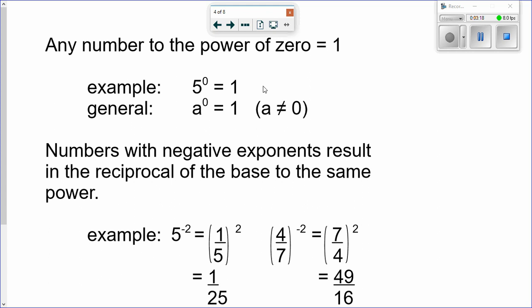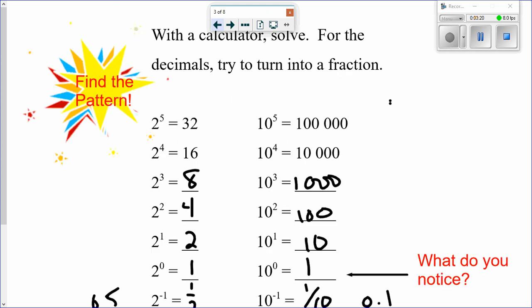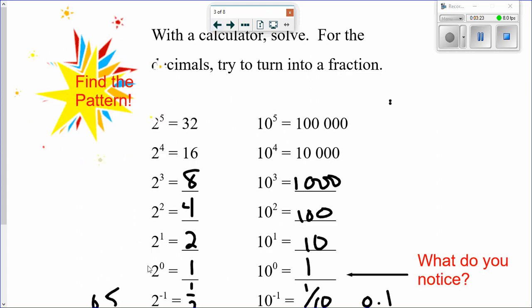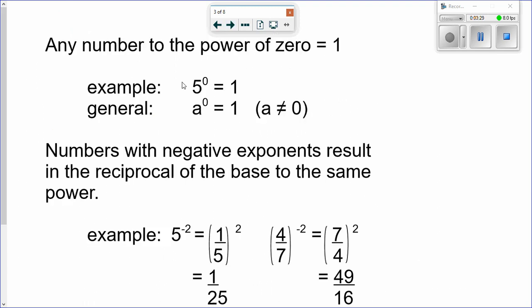Now, I guess we didn't really talk about it. Where it's 2 to the power of 0 and 10 to the power of 0, both of them equal 1. And the reason for that is that anything to the power of 0 equals 1. Doesn't matter what it is, at least until we get to the variables. Variables, the only rule is that you can't have 0 to the power of 0. Otherwise, any number to the power of 0 gives you 1.